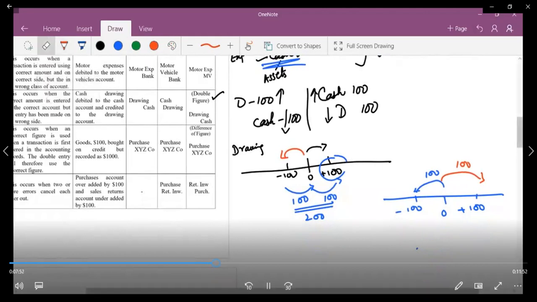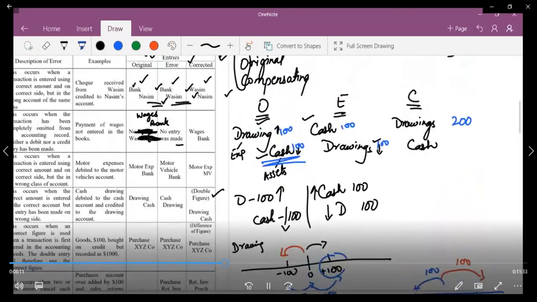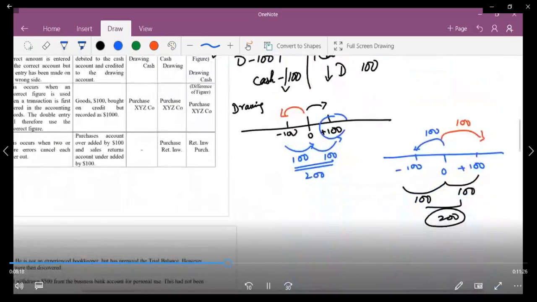What are we going to do? Beta, we have to make it minus 100. How can we make it? First of all, it is 100, we have to less 100. That will become 0. Then we'll have to less one more 100. It will become minus 100 here. So 100 plus 100 is 200. So here also your cash would be credited by 200. Right? I hope it would be clear to you.